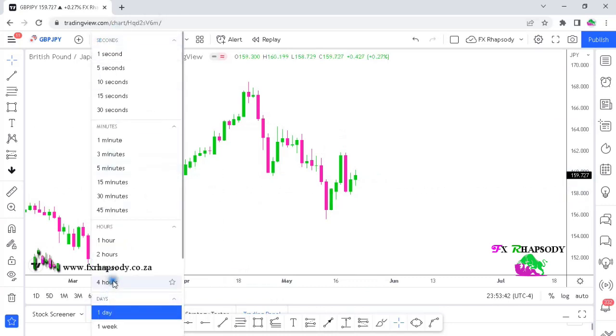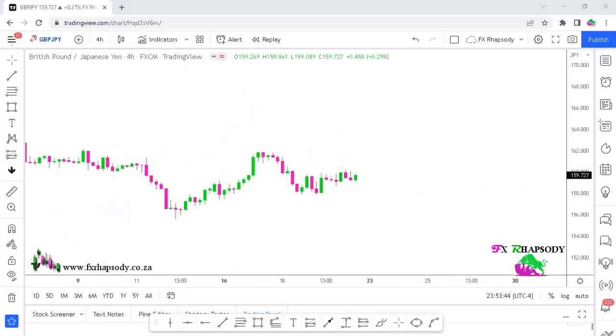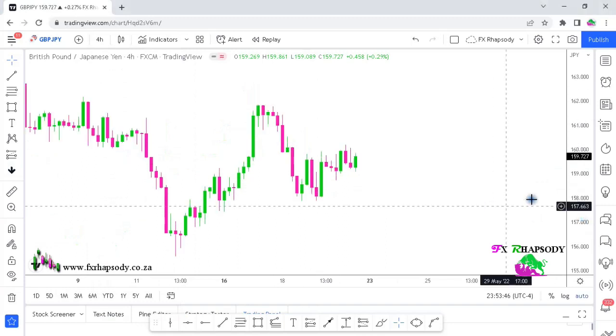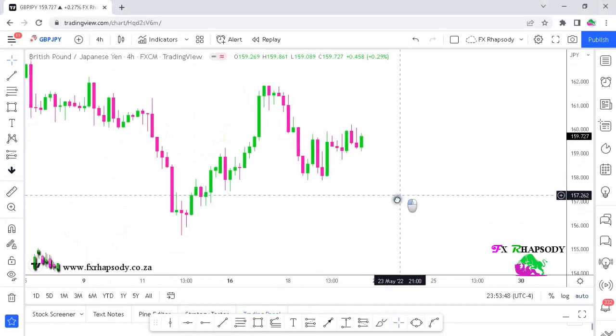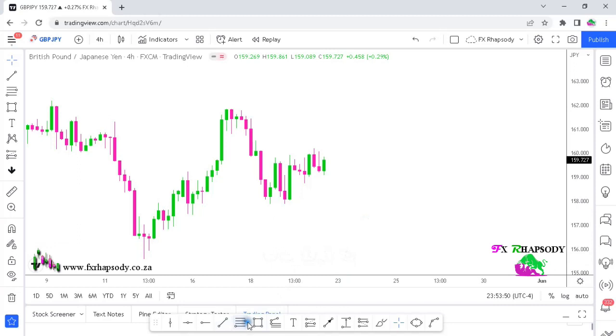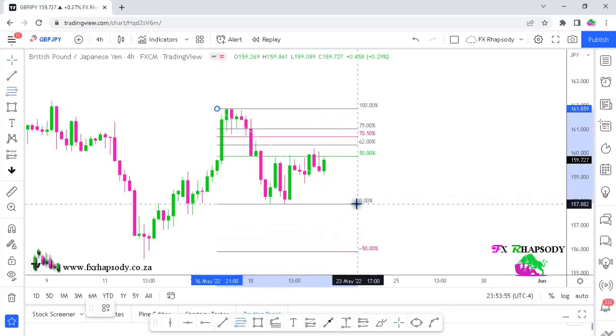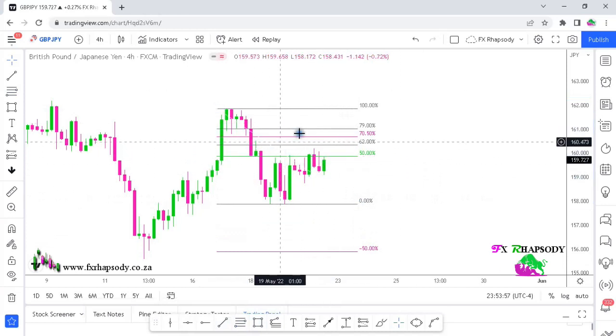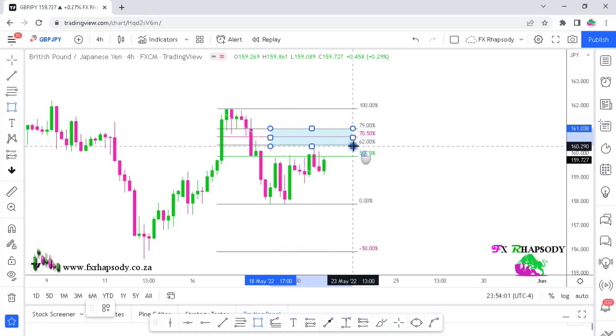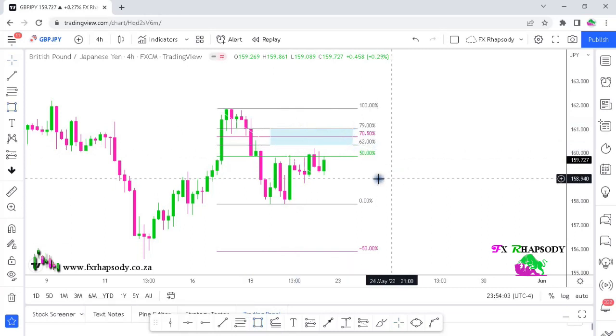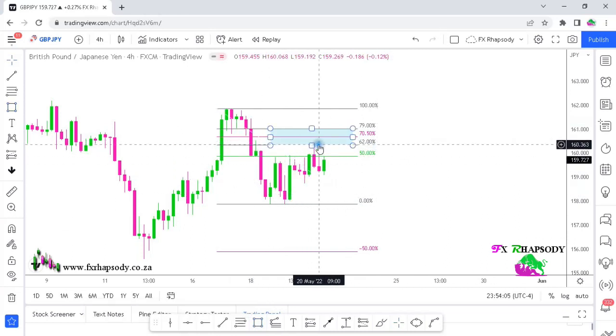Let's go down to the 4-hour time frame. Let's just maximize this a little bit. What we can see is if you pull your Fibonacci from the high to the low, you can see this area over here, your 62% to 79% area, hasn't been retested yet. Price has not retraced back to that again.